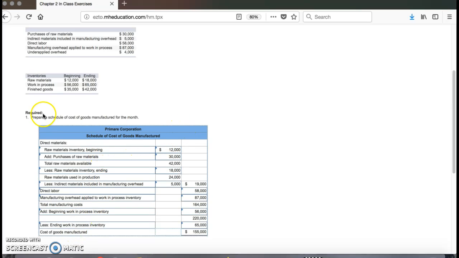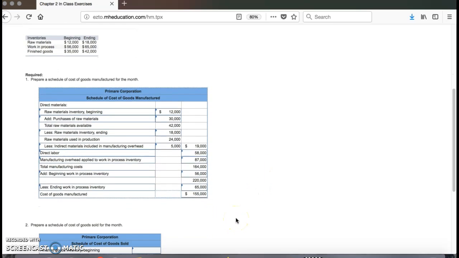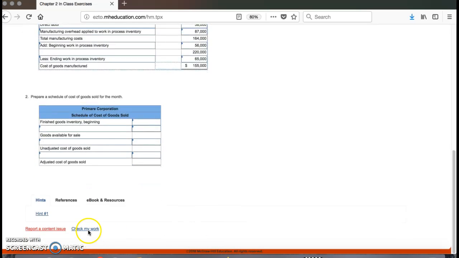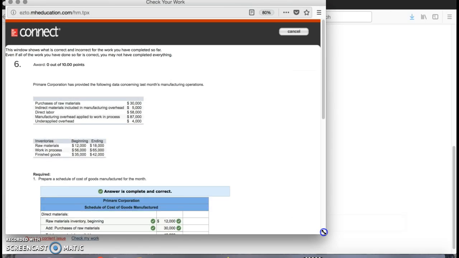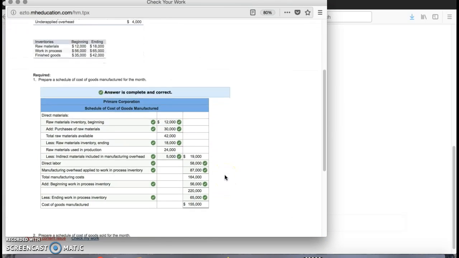So this is our schedule of cost of goods manufactured. Basically what we're doing is we're taking all of the components of the raw materials to work in process to figure out what moved to finished goods. Okay, so we'll just check our work just to make sure. I think that's right. Yes, okay.